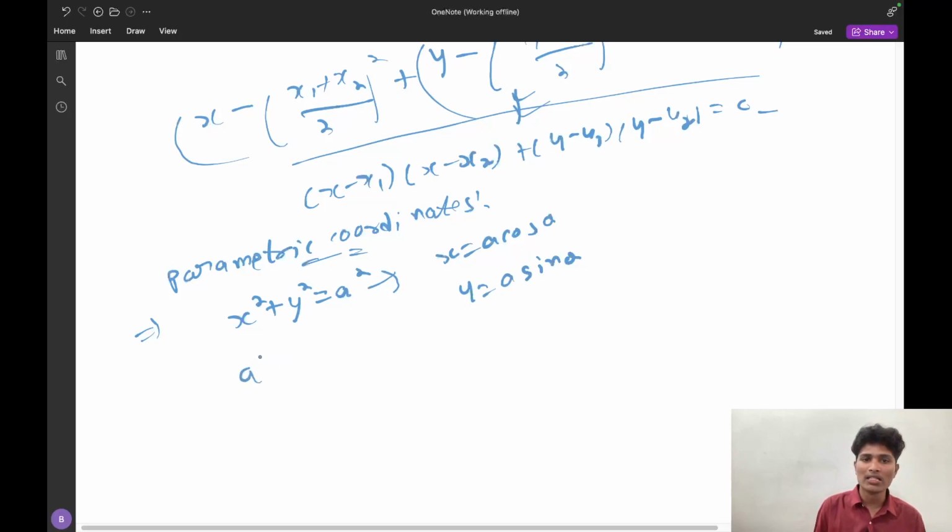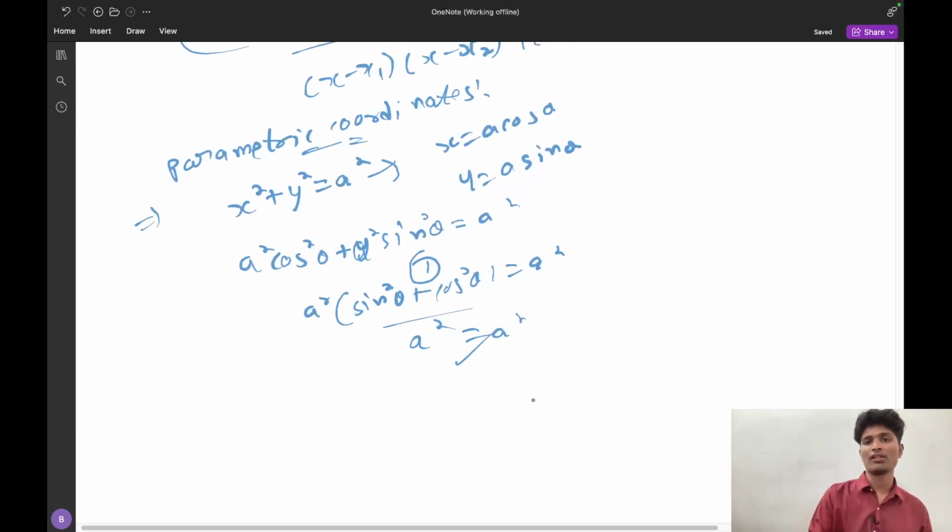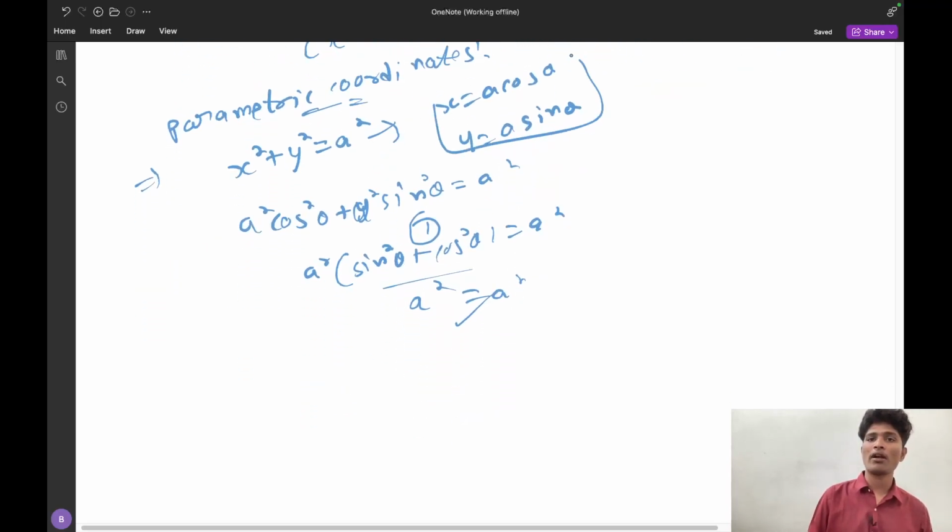I will get a square cos square theta plus a square sin square theta is equal to a square. And if I take a square common, it is a square times sin square theta plus cos square theta is equal to a square. And sin square theta plus cos square theta is 1. So it will be a square is equal to a square. So like this, I have satisfied the equation. So what I assumed is correct.